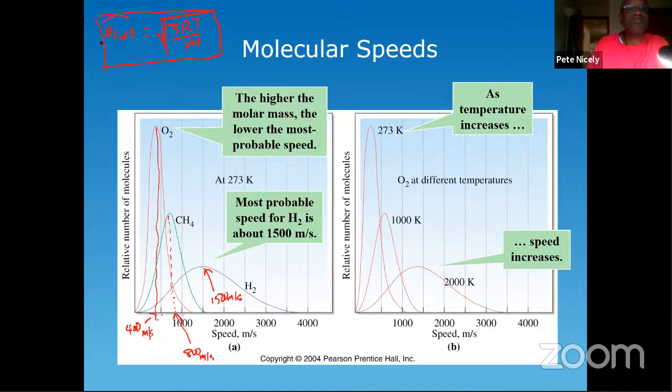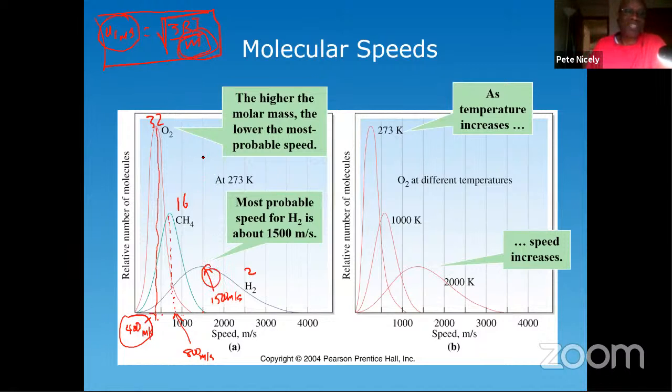Remember, this equation gives you an inverse square root relationship between the molar mass and the root mean squared speed. Now, the molar mass of oxygen is about 32. The molar mass of methane is about 16. And the molar mass of hydrogen is about 2, right? So as you go from 32 for oxygen to 2 for hydrogen, there's a decrease in the molar mass, which is this here. And there's a corresponding increase in the root mean squared speed from 400 in the case of oxygen to 1,500 in the case of hydrogen.